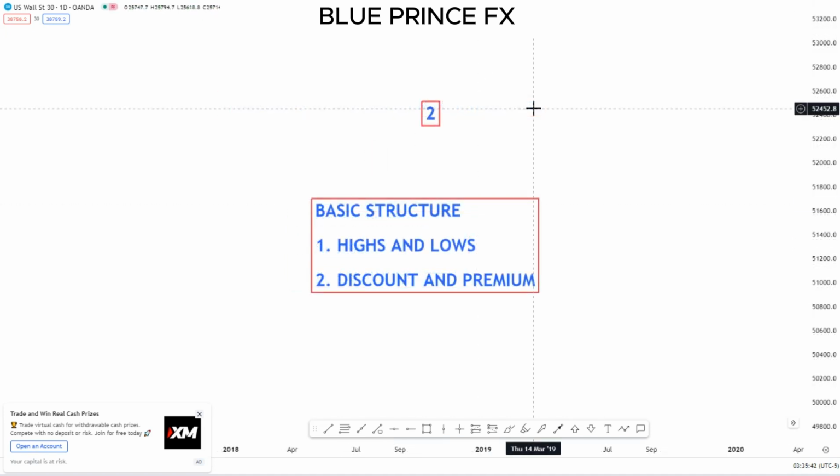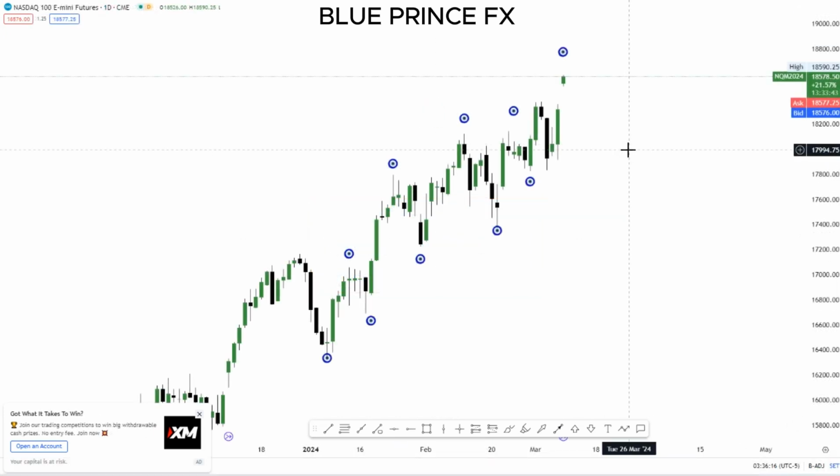Okay, guys, the first thing to simplify ICT market structure is to go back to the basics. And the basic structure has 2 core fundamentals in it, which is our highs and lows and our discount and premium. Now let's go through this concept in detail, right? Let's start with the highs and lows first. Like I said, the first basic is your highs and lows.